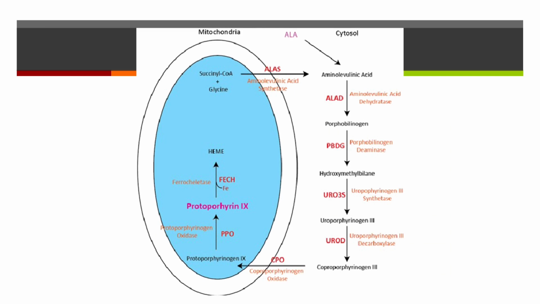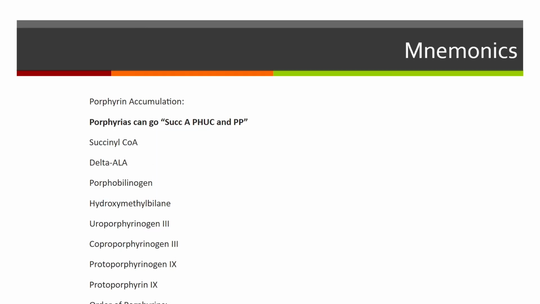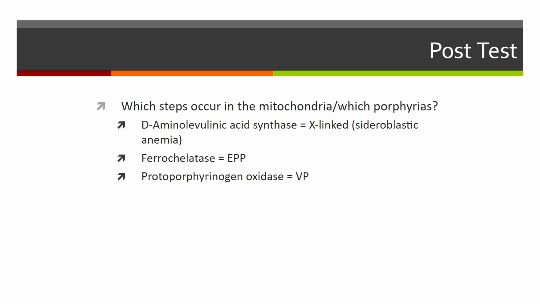Another mnemonic here with the abbreviations, if you like the abbreviations, and then also highlighting pretty in-depth which ones are in the mitochondria and which ones are not. Remember that mnemonic there for the accumulation. And then let's talk about which steps occur in the mitochondria and which porphyrias are associated with that.